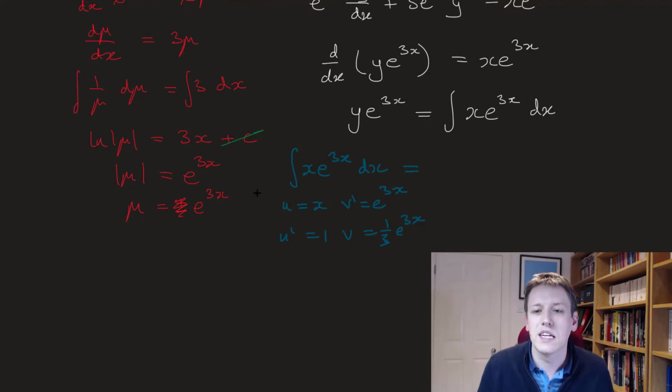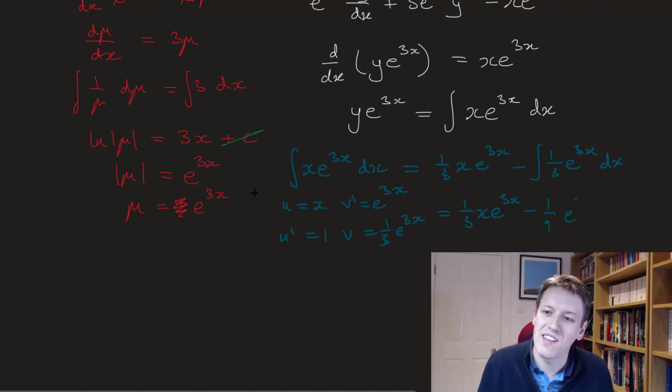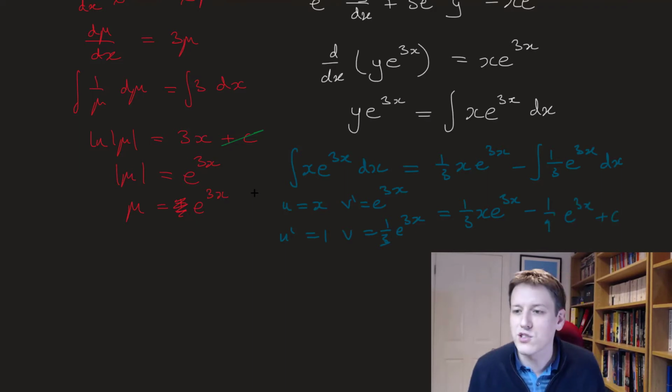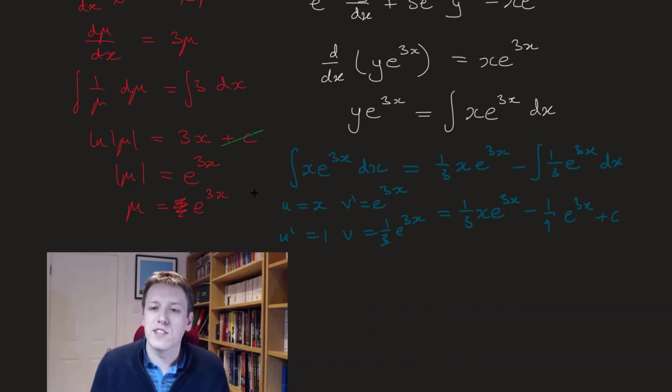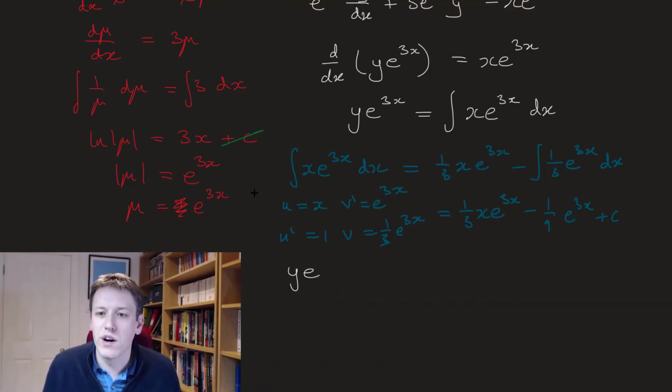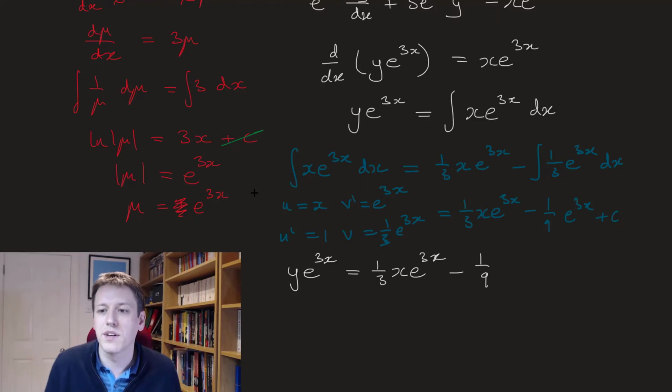So this integral is u times v, so that's 1/3 x e to the 3x minus the integral of 1/3 e to the 3x dx. So this is 1/3 x e to the 3x minus 1/9 e to the 3x plus a constant. Okay, so actually going back to the original problem here, then I've got y e to the 3x is equal to 1/3 x e to the 3x minus 1/9 e to the 3x plus a constant.